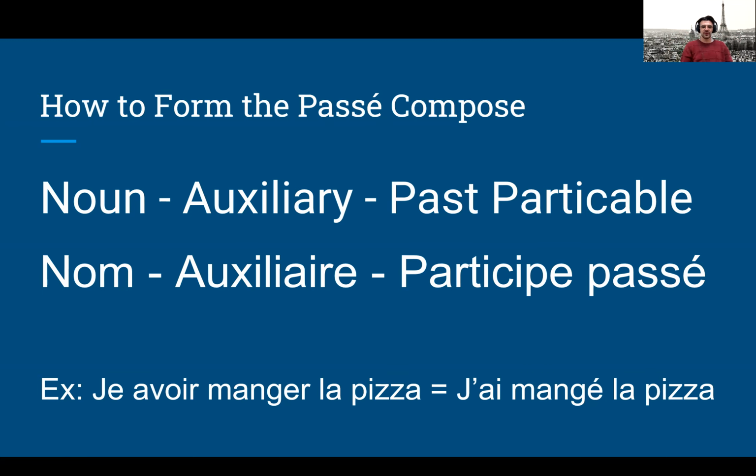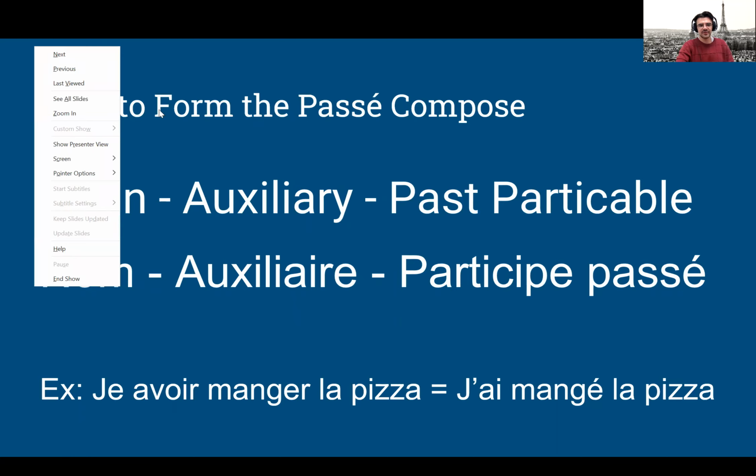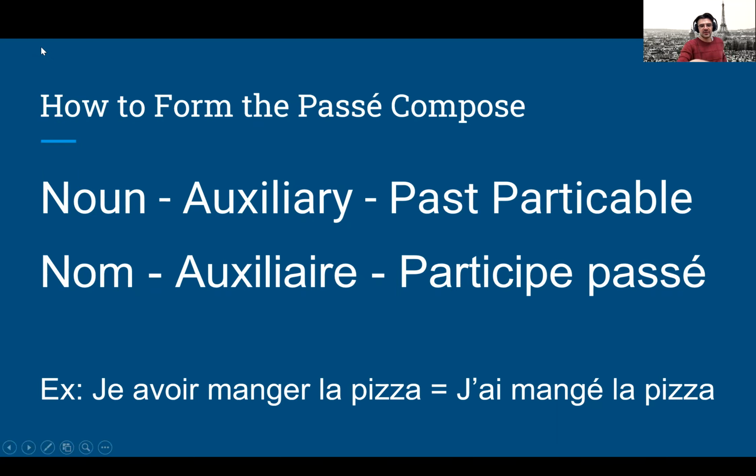So for example, if you wanted to say, I have eaten the pizza, you would use the words je avoir mangé la pizza, but before you say that and embarrass yourself, you have to conjugate it. So we have j'ai mangé la pizza. So you can see that the avoir has been conjugated into its present tense with the je. And then the manger, you see we dropped off the ER and replaced it with the é accent aigu. And then we'll move on to the next slide.